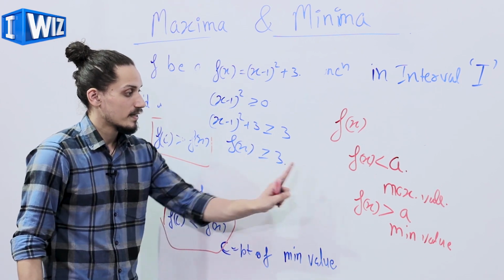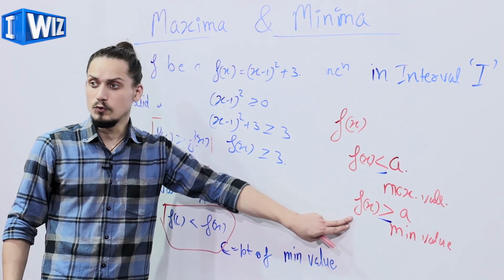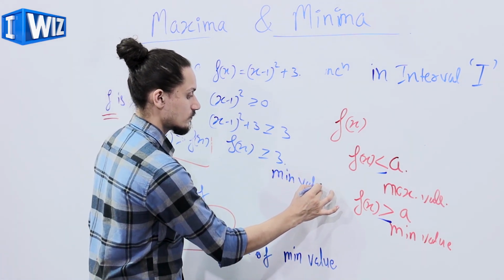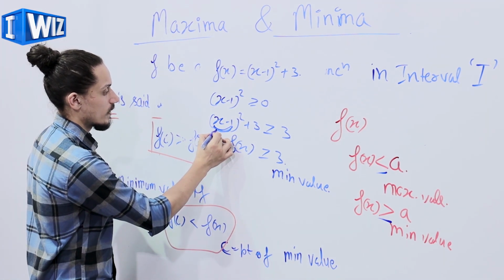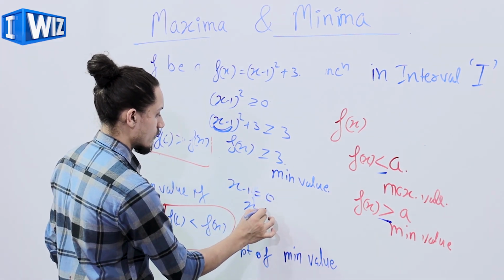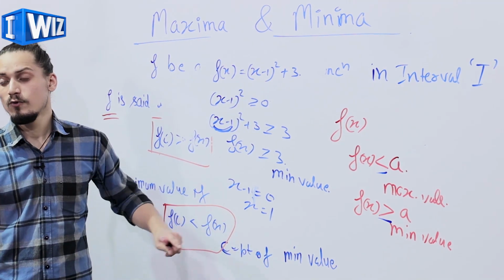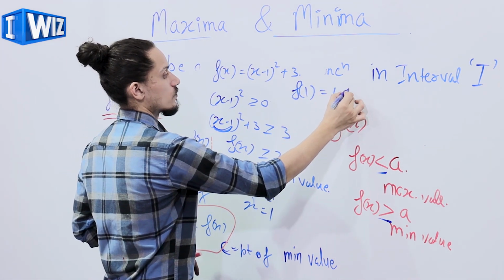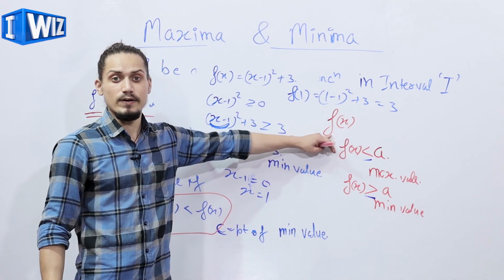Now if a function is greater than or equal to some constant number, then we say it has a minimum value. Where would it have a minimum value? For that we have to put this value equal to 0. So x minus 1 is equal to 0 implies x is equal to 1. So at x is equal to 1, this function will have the minimum value, and the minimum value will be equal to f of 1, which is (1 minus 1) square plus 3, which is equal to 3. So the final result, the minimum value we got is 3.